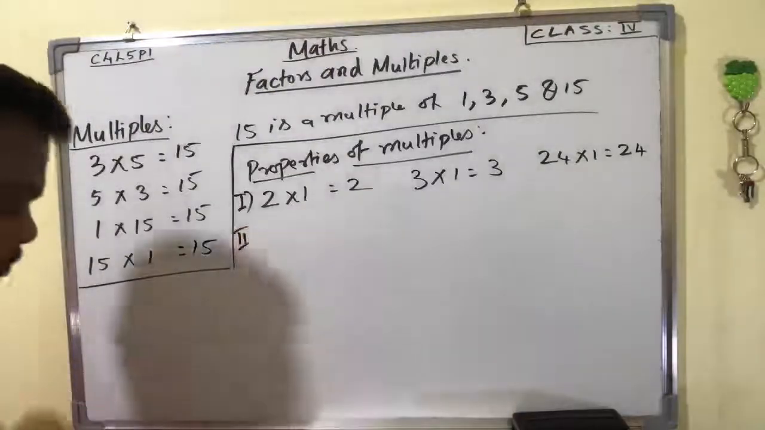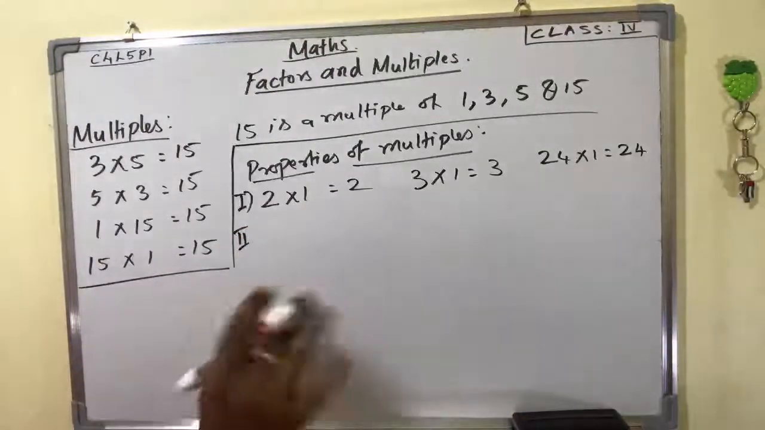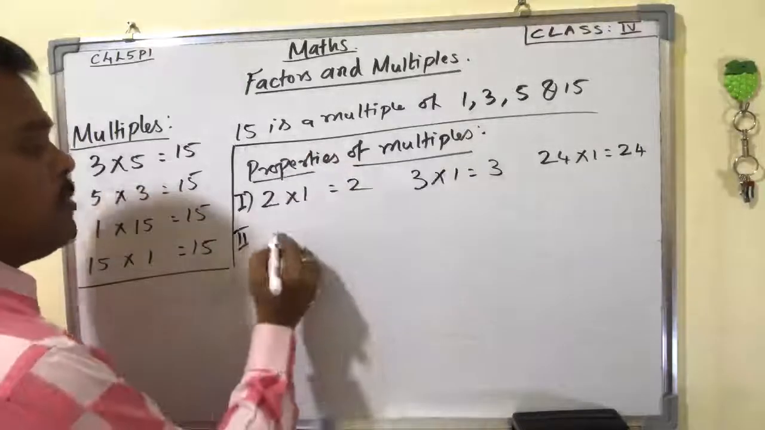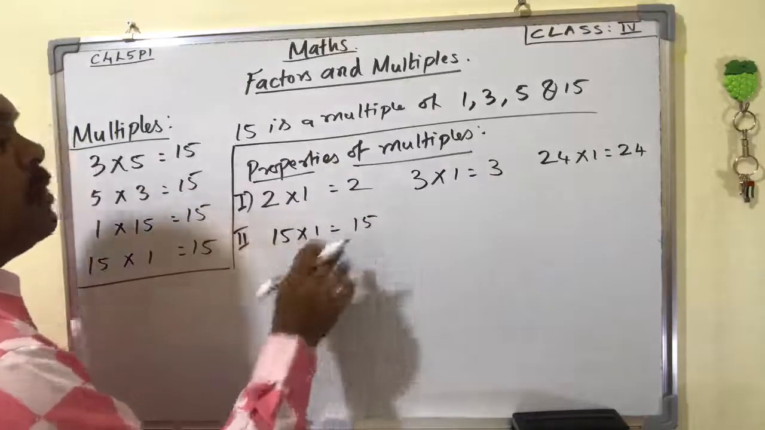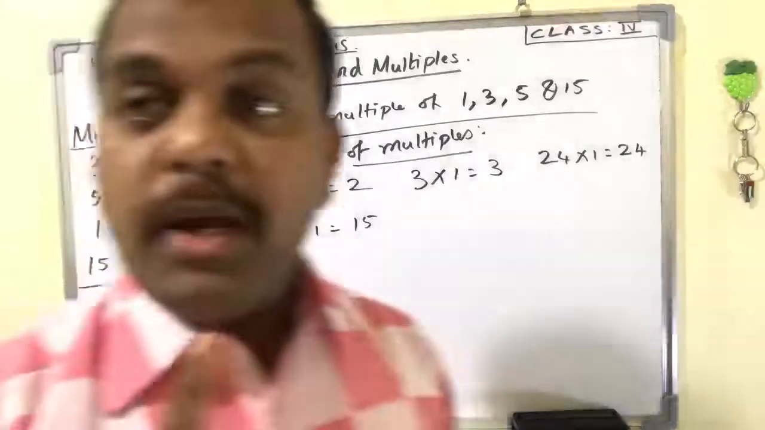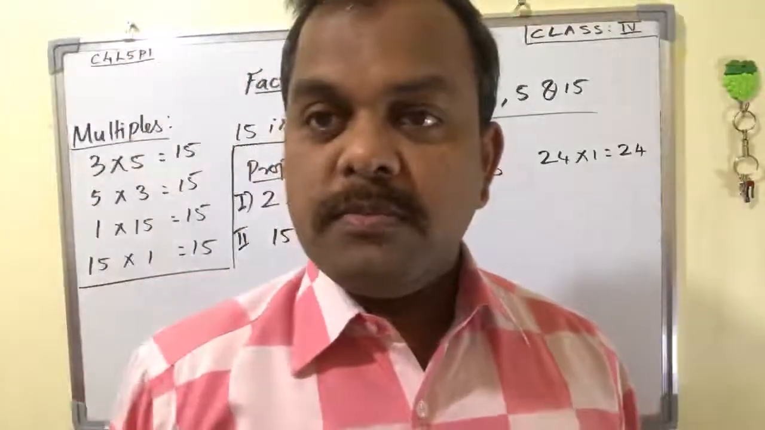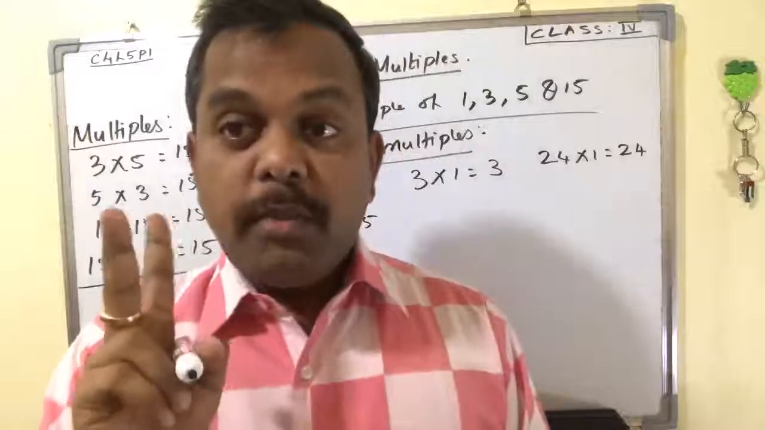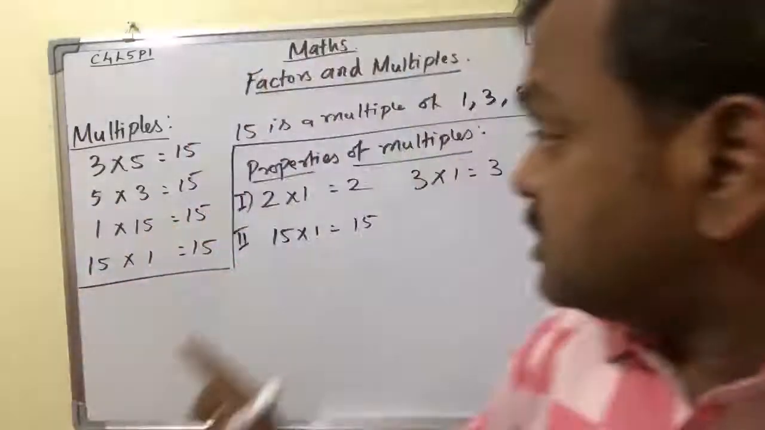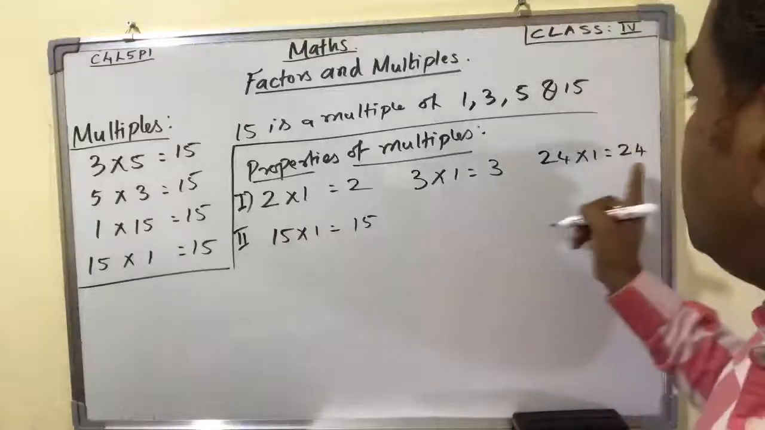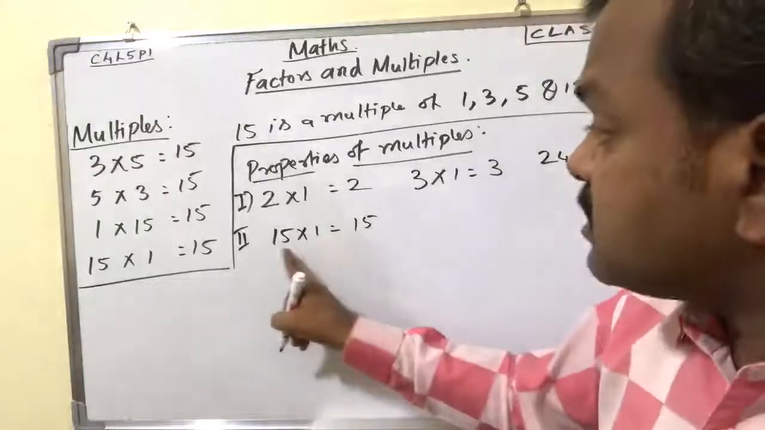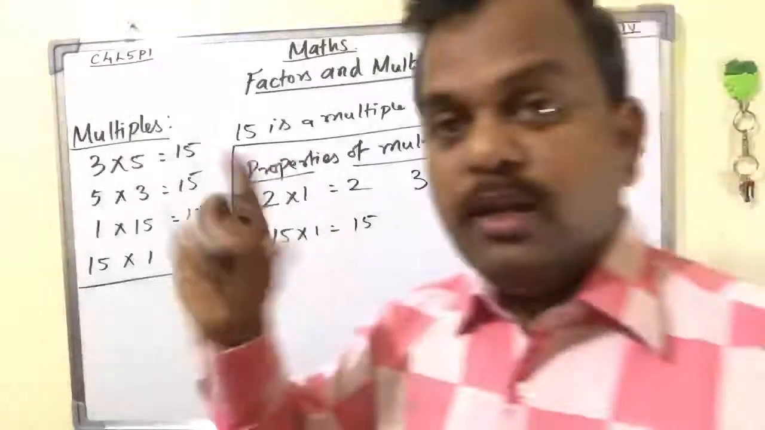Property 2. Every number is a multiple of 1. 15 into 1 is equal to 15. Every number is a multiple of 1. 1 is also a multiple of all numbers. So, two important properties. Every number is a multiple of itself: 2, 3, 24. And 1 is also a multiple of every number.